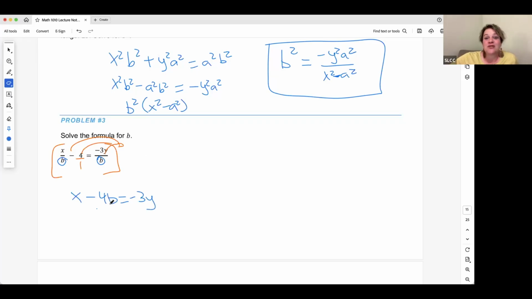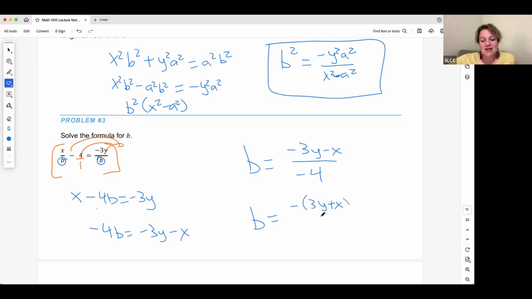Now I want b, and there's only one b. That's awesome. So I'll subtract the x to the other side. So minus 4b equals negative 3y minus x. And then I divide by negative 4. So b equals negative 3y minus x over negative 4. Look at all those negatives. Could I clean that up somehow? What if I factored out a negative in the numerator? So b equals negative, parentheses 3y plus x, over negative 4.